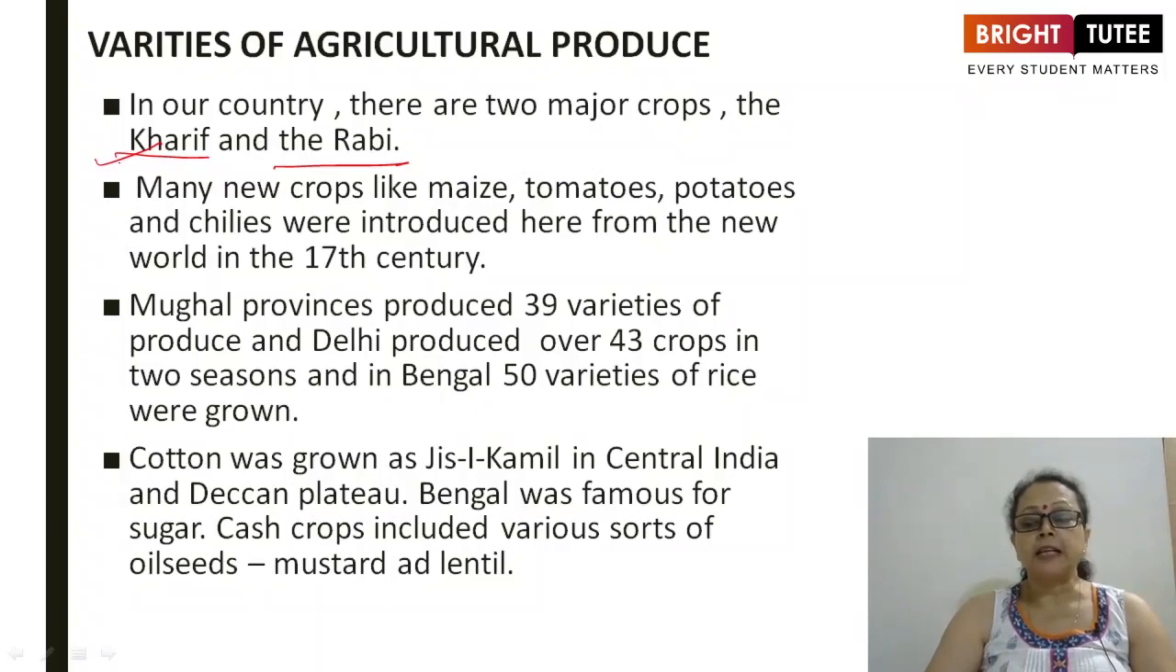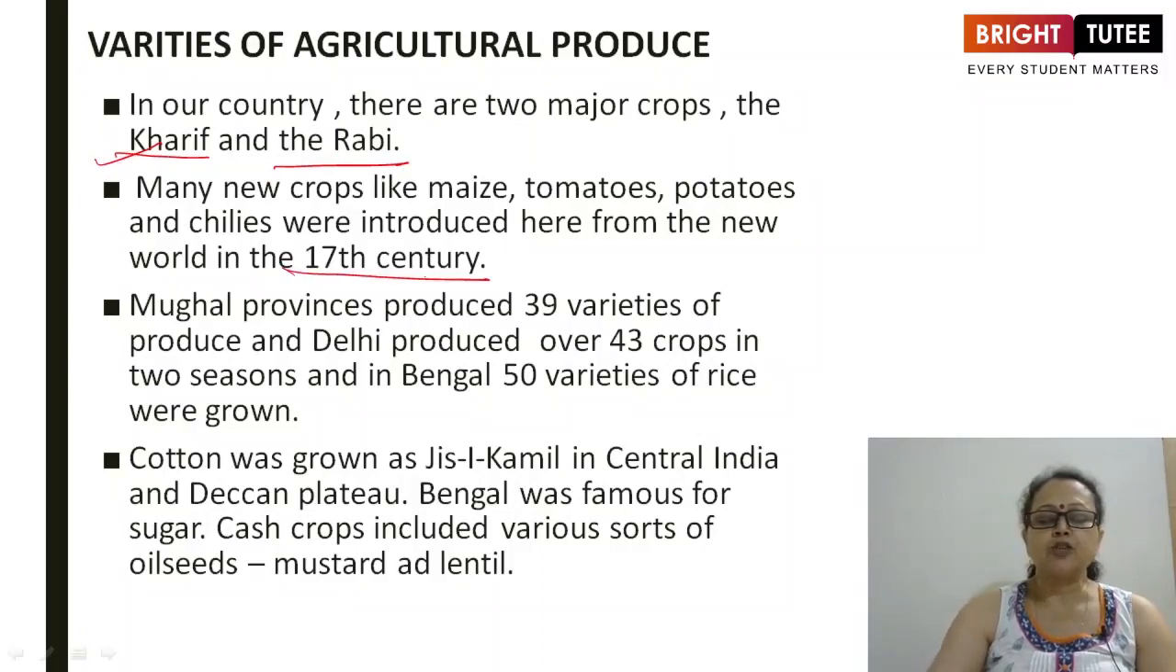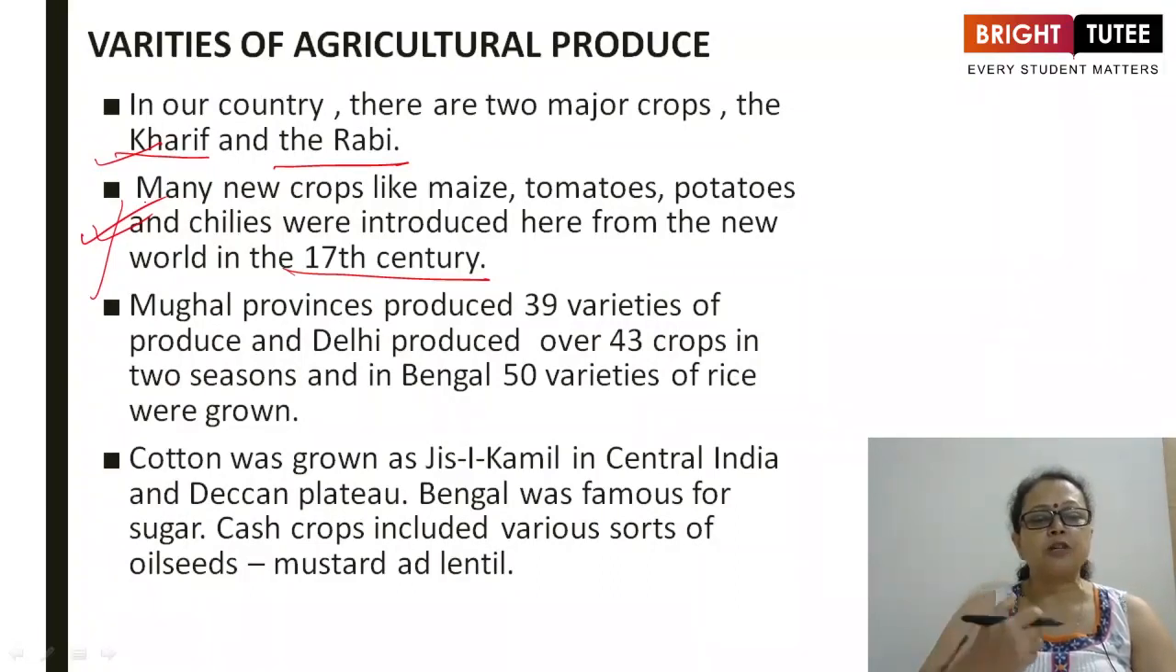Many new crops, other than these two major crops, like maize, tomatoes, potatoes, and chilies were introduced here from the New World in the 17th century. These are not the original crops of our country. They were brought by foreigners to our country. Maize is also not an Indian product. It was brought from the American continent. Tomatoes, potatoes, chilies, these are from foreign countries. In India, we have pepper from South India, not chilies.